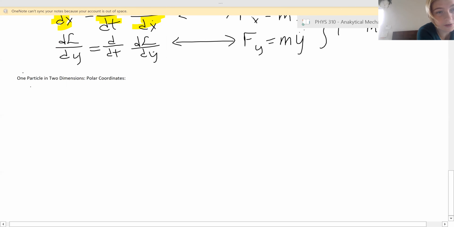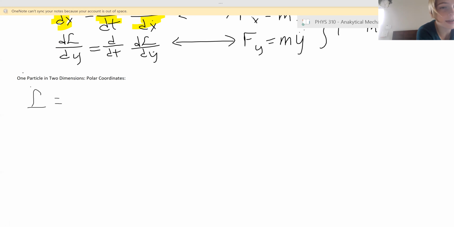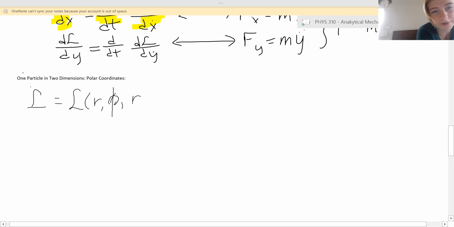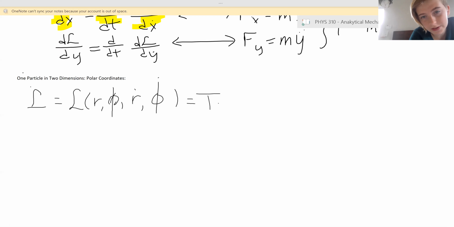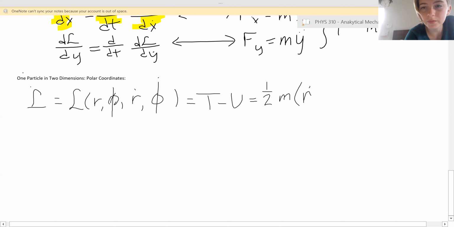So we're going to take our Lagrange. Hey, come back. There we go. Our Lagrange. And we're going to note that this time the Lagrange is dependent on R and theta and R dot, theta dot. So it's still going to be that T minus U. And this time when we go in to write out what T is, we want to take into account that we're in polar coordinates.